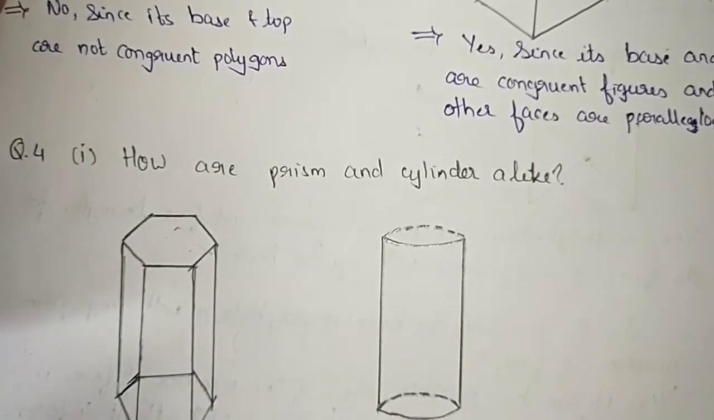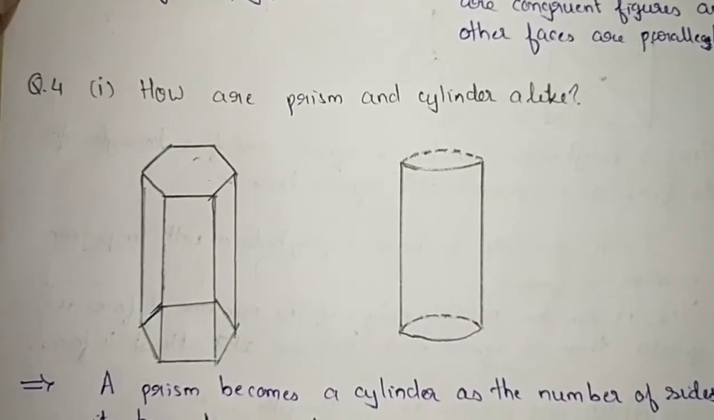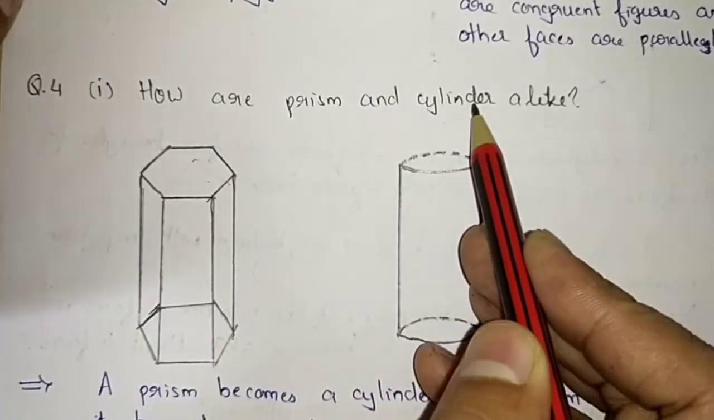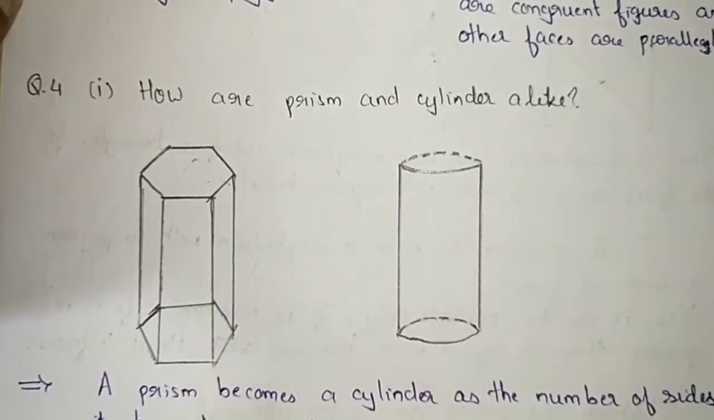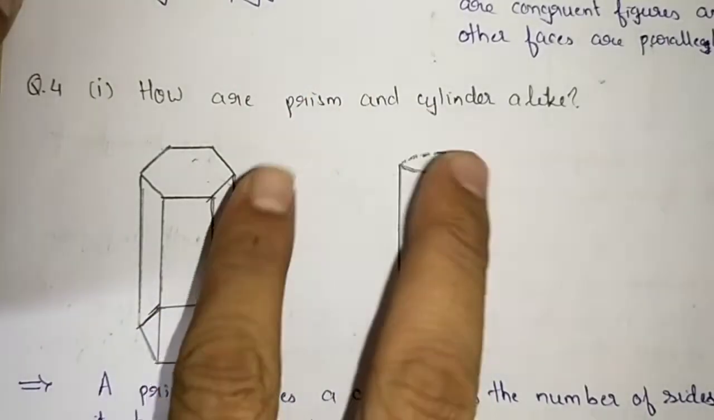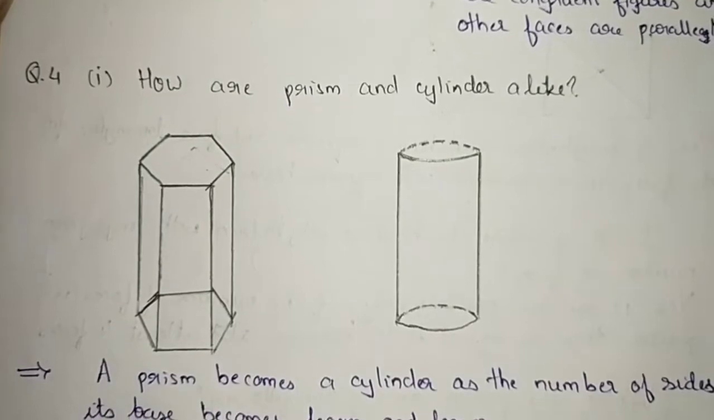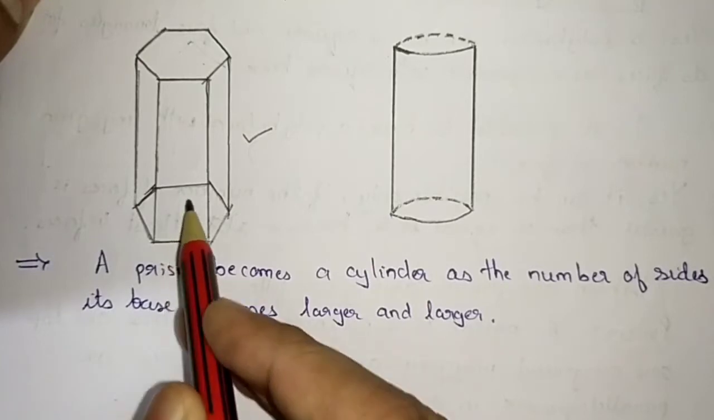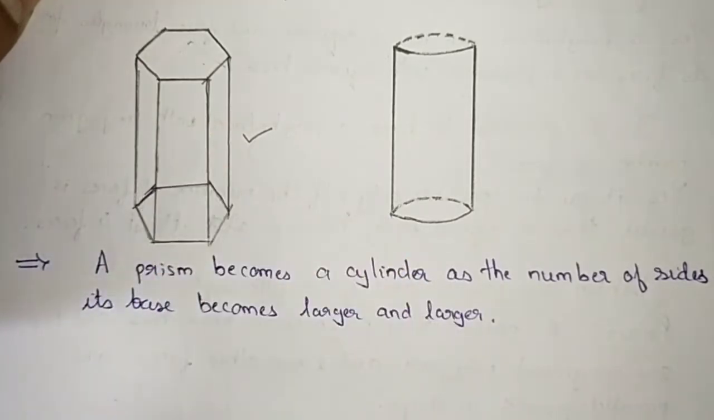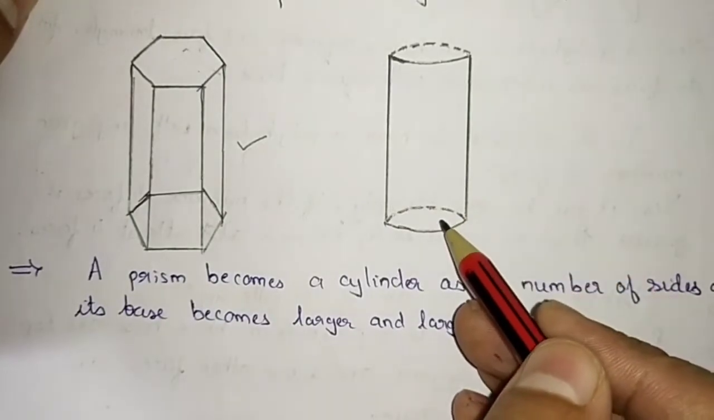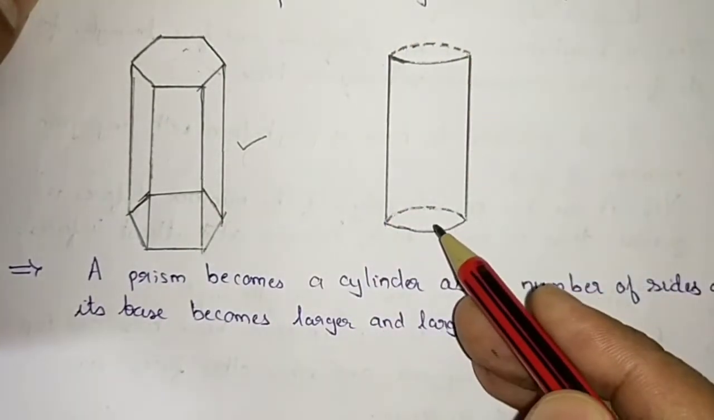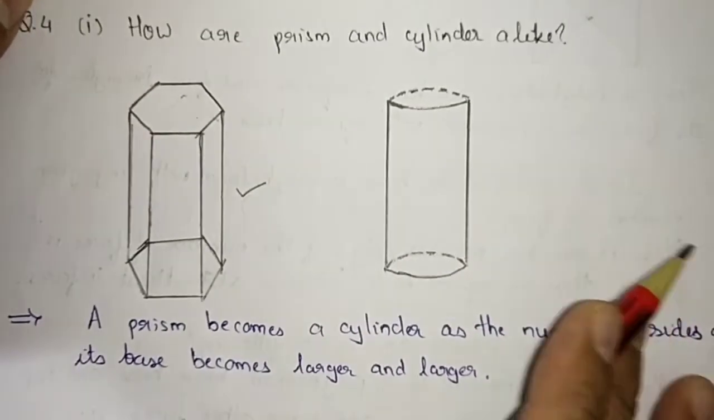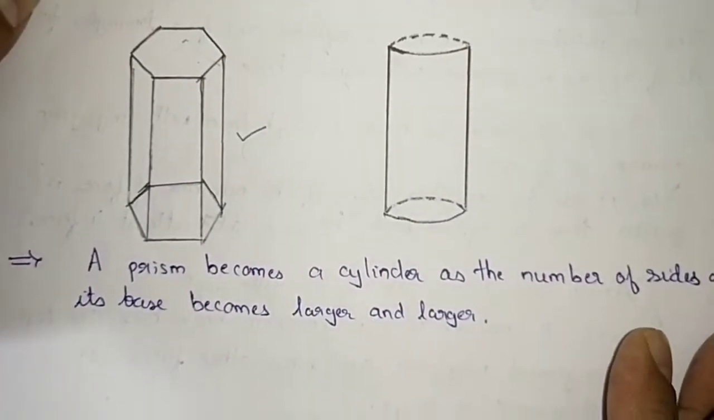Now moving to the fourth question. Fourth question says, how are a prism and a cylinder alike? Let us see. Here you know this is a prism because the top and the bottom are congruent figures and other lateral faces are parallelograms. Now this one, top and bottom are the same, they are congruent, but the other region is curved, right? But the question is, are they alike? The answer is yes. How?